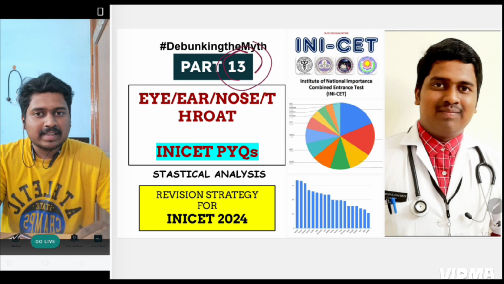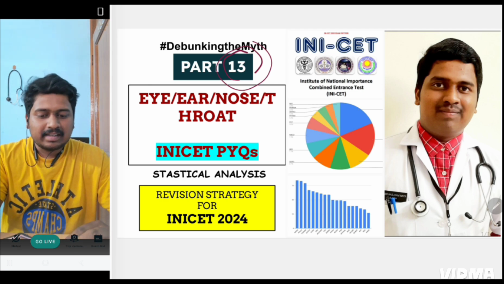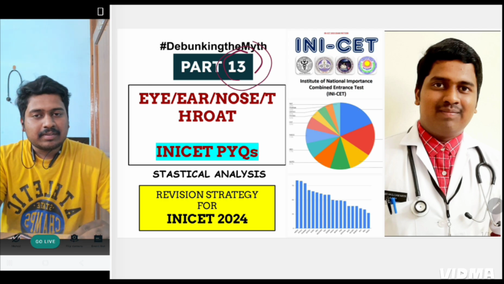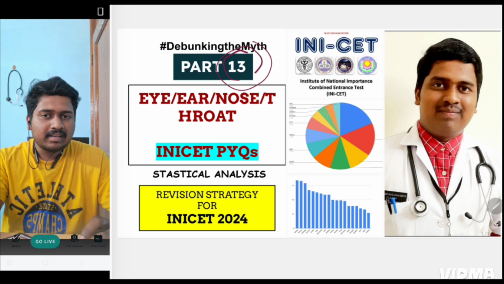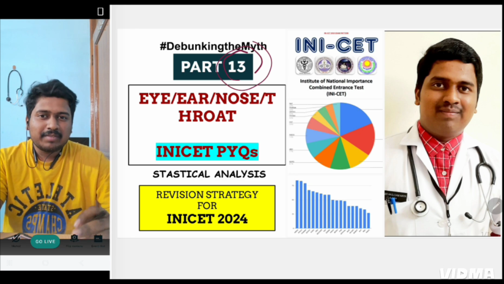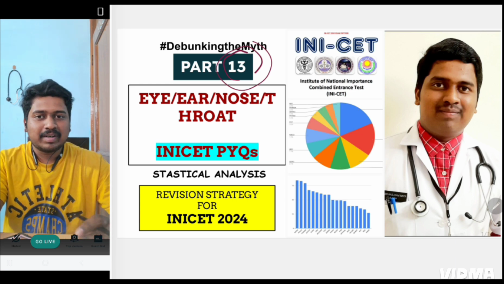This is the 13th video of the debunking the myth series, where I'm discussing INICET previous year question statistical analysis and also the revision strategy for the upcoming INICET. Now we'll be discussing OPHTHAL and ENT in detail. I have clubbed both these subjects because they have less importance in INICET, as only 5 or 6 questions are asked from each subject, so totally you have 10 questions. Forensic has more questions than OPHTHAL and ENT combined. That's why I'm going with a combined approach.